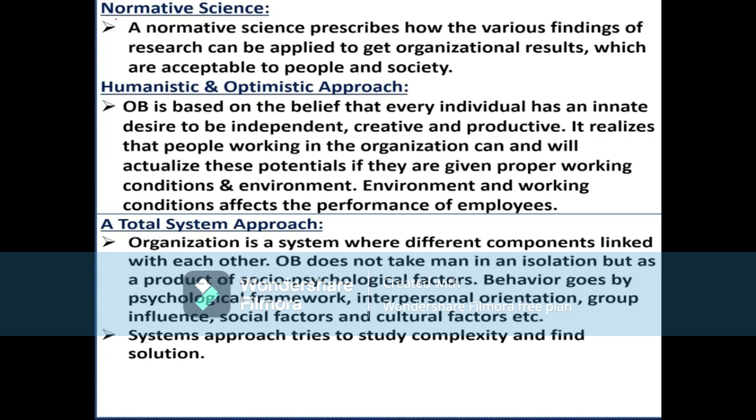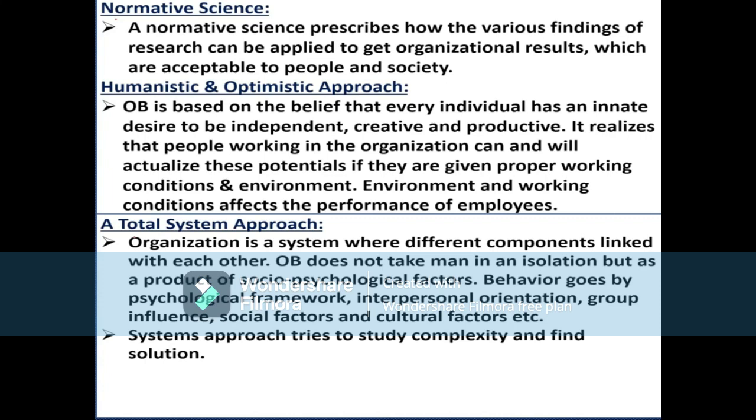Coming to normative science, it prescribes how the various findings of research can be applied to get organizational results which are acceptable to people and society. So various findings of research. Normative science means it prescribes the cause and effect. It suggests the cause and effect relationship. It prescribes how various findings of research can be applied to get results which are acceptable to the society.